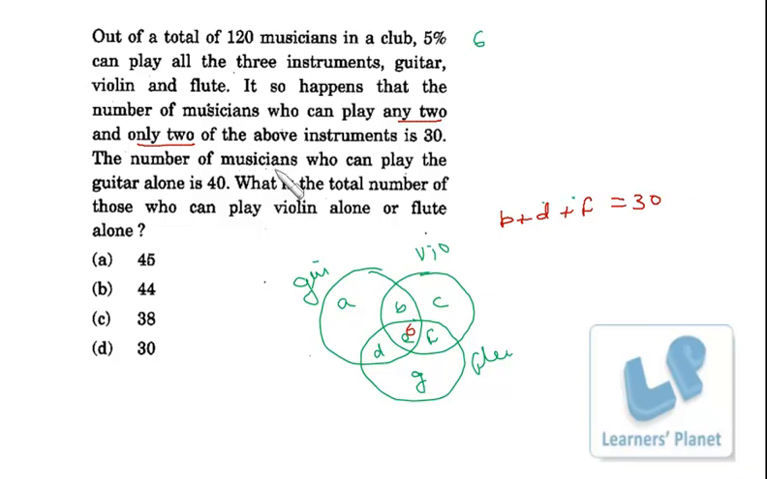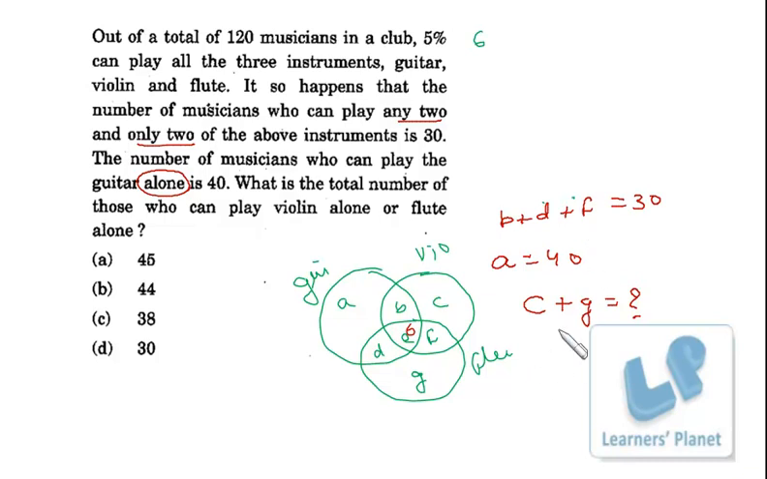Then the number of musicians who can play the guitar alone, that means this A. So A is 40. What is the total number of those who can play violin alone or flute alone? Violin alone C, flute alone G. So we need to find out the value of C plus G. Okay, so I hope you are getting the concept.